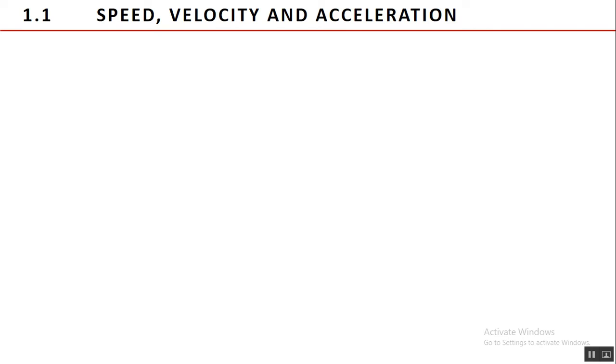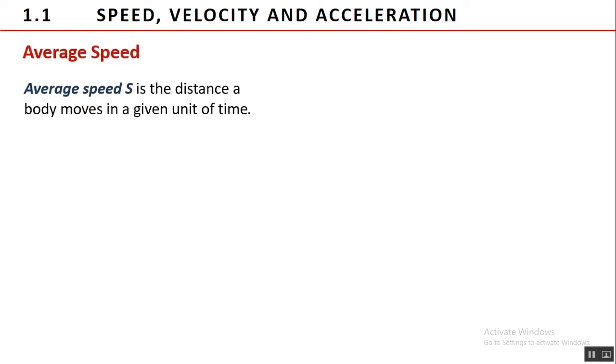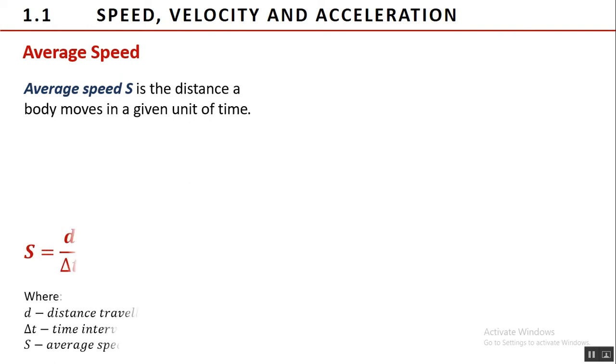Now let us move on to another two important quantities, speed and velocity, which is much related to displacement and distance. To describe how fast a body moves, average speed is computed. Average speed, denoted by letter s, is the distance a body moves in a given unit of time. Regardless of different paths traveled by a body, total distance d, or path length, is measured and divided by the total time elapsed, or time interval, delta t.